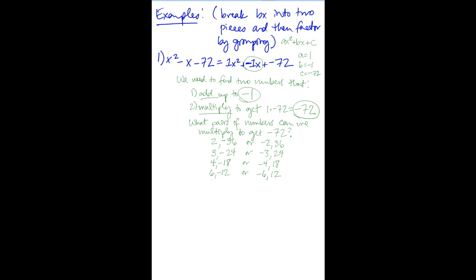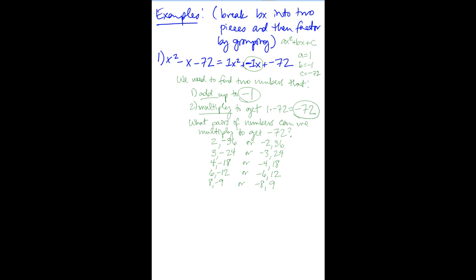And finally, 8 times 9 is 72. So we can say 8 times negative 9 is negative 72, or negative 8 times 9 is 72. So we have 1, 2, 3, 4, 5 twice, so we have 10 different pairs of numbers that multiply to get 72. One of those has to add up to equal negative 1.